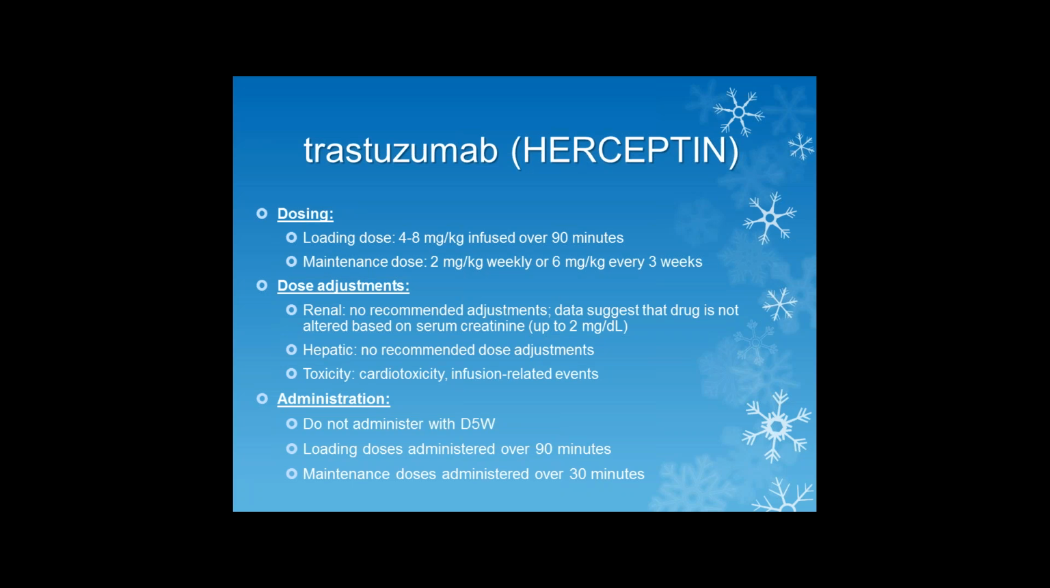And then dose adjustments, there were no recommended dose adjustments for renal dysfunction, but they did say that when they did clinical trials that looked at the clearance of the drug, it does not appear to be based on serum creatinine, and they studied that up to 2. And then there were no specific recommendations for hepatic adjustments. A lot of these monoclonal antibodies, and I'll kind of detail them as I go through, will have dose adjustments for toxicities, about whether to hold the dose, slow the infusion, decrease the dose, or discontinue completely.